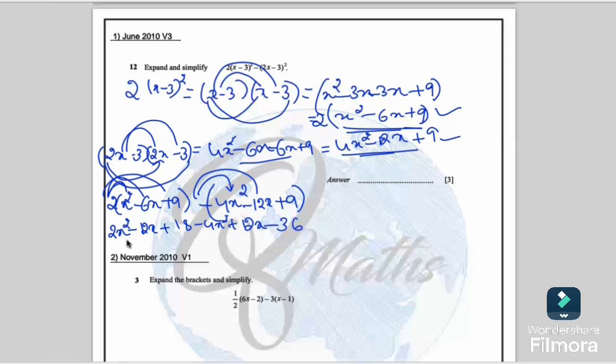And now just try to collect the like terms together. 2x square and minus 4x square become minus 2x square. Minus 12x plus 12x, you can easily cancel them because they have the same expression with opposite sign. Then positive 18 and minus 36. If you use your calculator, it will become minus 18. And you can leave your answer, minus 2x square minus 18, as your final answer.